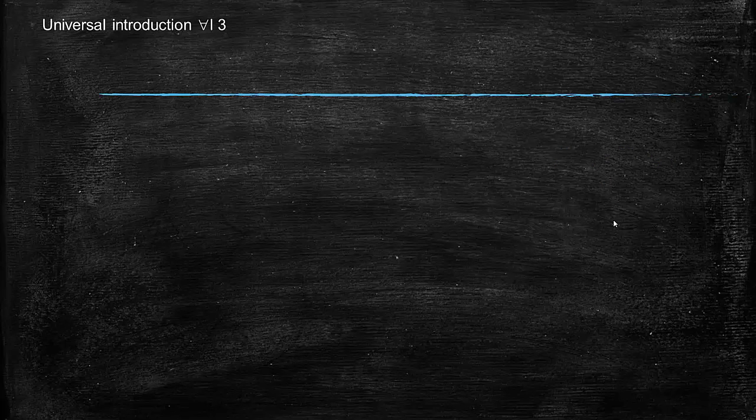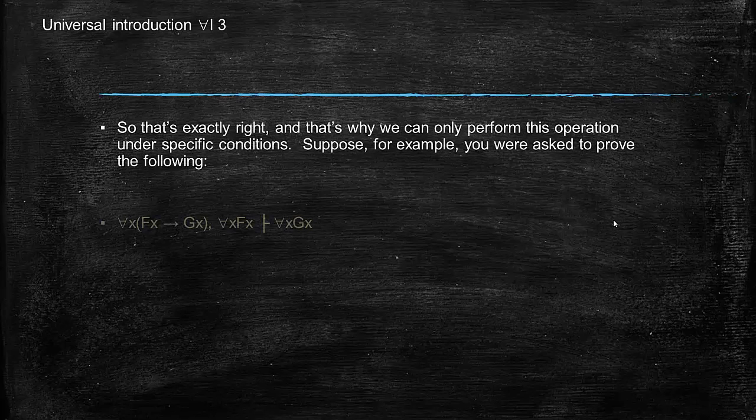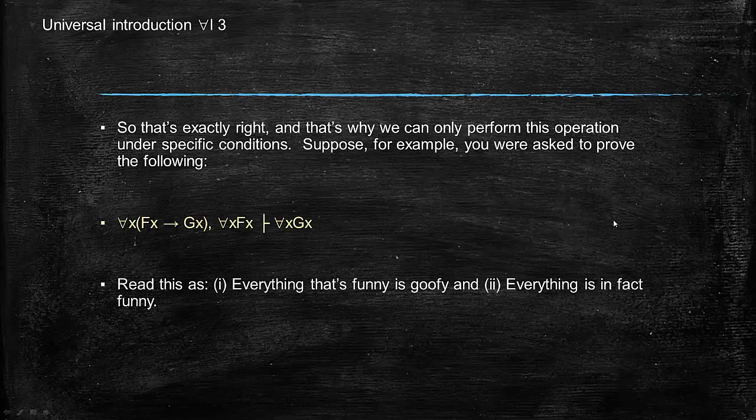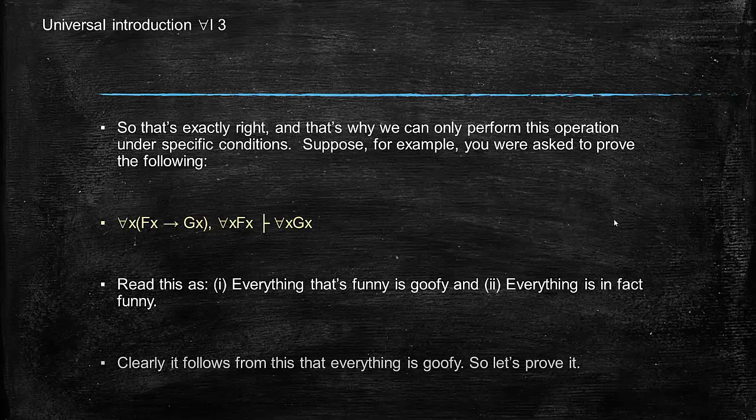So let's see if we can understand why we'd want to permit it. Think about this proof. For all x, if f of x, then g of x. For all x, f of x. Therefore, for all x, g of x. We could interpret that as meaning everything that's funny is goofy: for all x, if x is funny, then x is goofy. And in fact, everything is funny. So everything that's funny is goofy, and by the way, everything is funny. Shouldn't that imply that everything is goofy? Well, the answer is yes. So let's see if we can prove it.